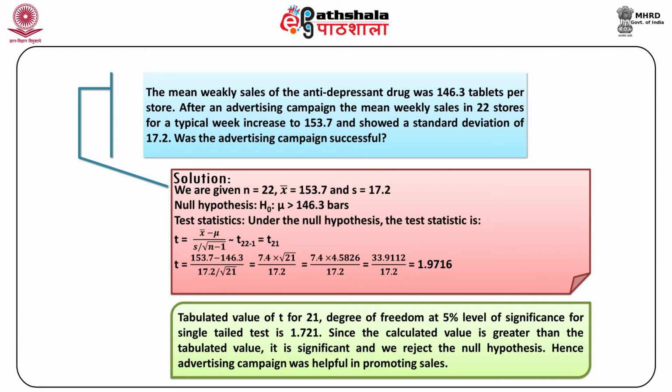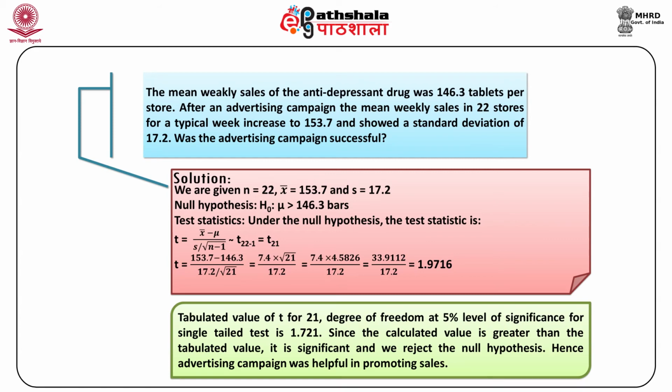Solution. We are given n equals 22, x bar equals 153.7 and s equals 17.2. So the null hypothesis will be H naught: mu equals 146.3, against the alternative that mu is greater than 146.3. Test statistic. Under the null hypothesis, the test statistic is t equals x bar minus mu divided by s divided by square root of n minus 1, which is approximately t with 22 minus 1 degrees of freedom, that is t21.